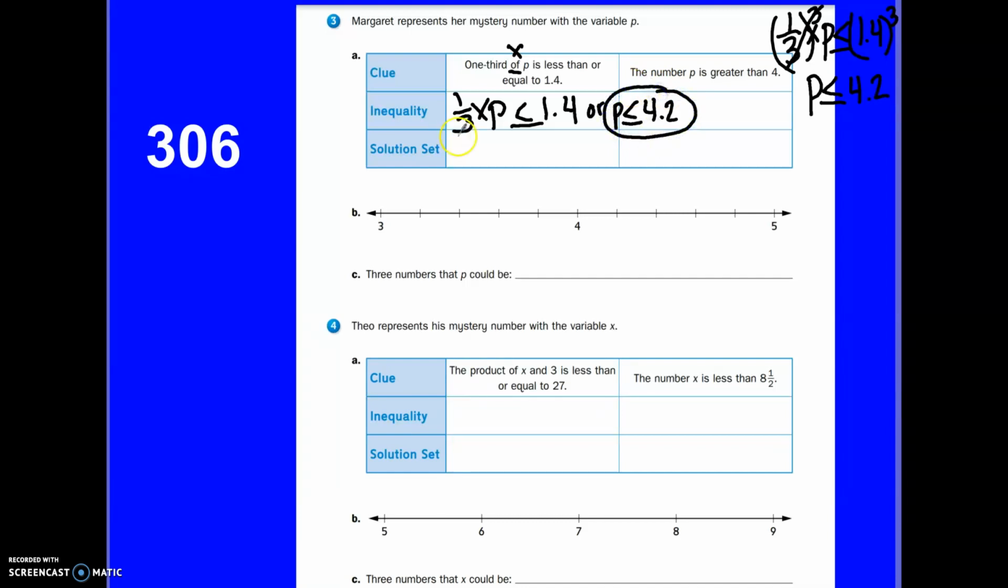Okay, so the solution set would be all numbers less than or equal to 4.2. Okay, so now on this side, if the number p is greater than 4, that means p is greater than 4. Okay, that's all we need to have. And then p is going to represent all numbers greater than 4.